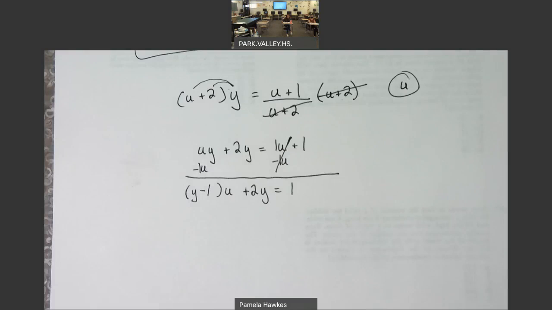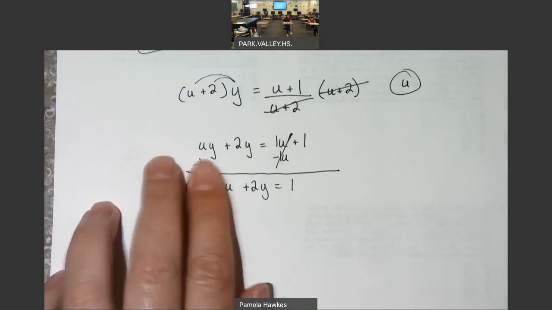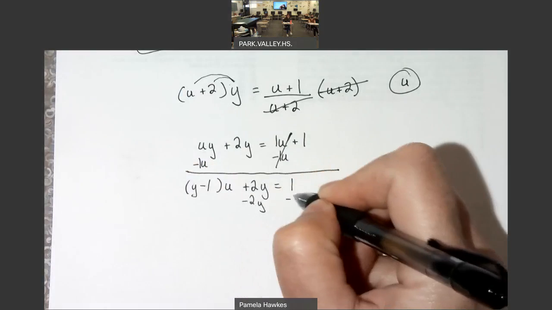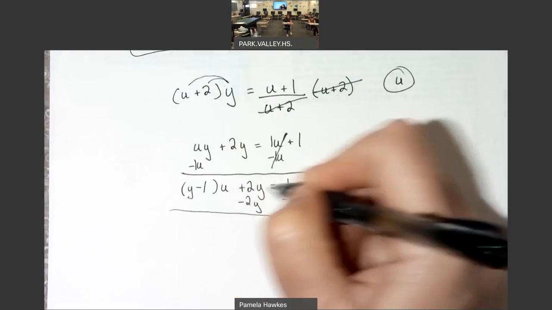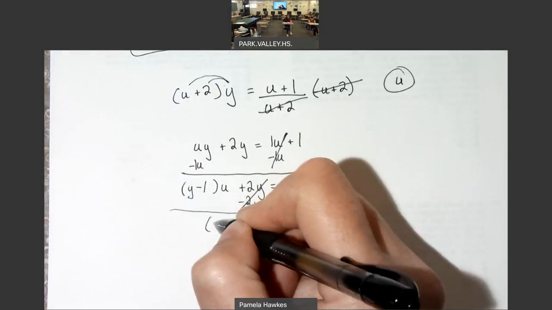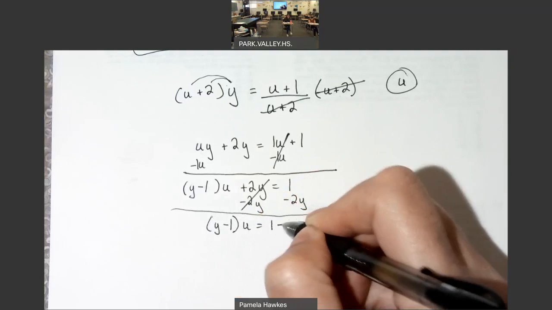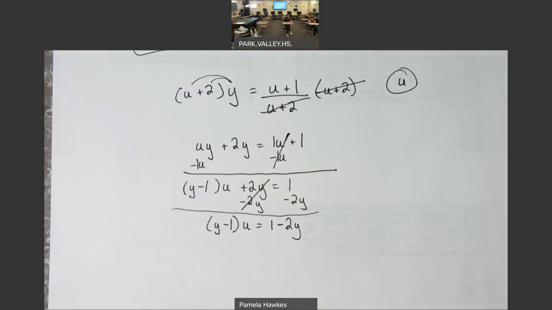What next? Here's the u over here. What do I need to get rid of? I need to get rid of the 2y. Here's the u over here. What do I need to get rid of? So I'm going to subtract the 2y, and I get y minus 1 times u is equal to 1 minus 2y. Now what?